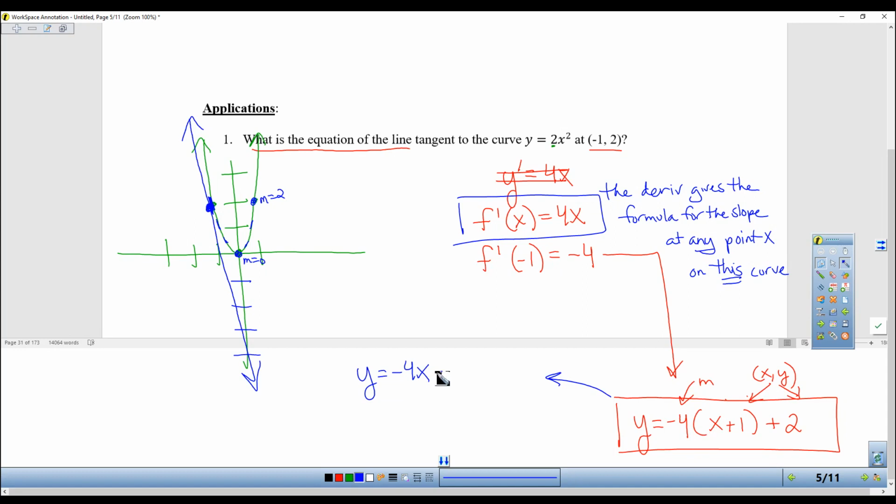-4x minus 4 plus 2, y is equal to -4x minus 2. All right, not as low down as mine, but I also could have drawn it slightly differently. If I had drawn it like this, I could have made it work. So it's hard to draw a tangent line, but at least it didn't come out positive. I definitely felt like I was in the right vicinity, and that's what it's trying to do.